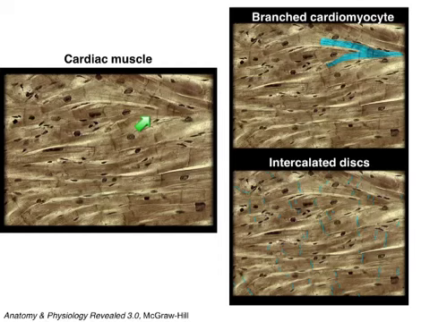Probably the easiest way to tell the difference between the two is the presence of these intercalated discs. They are perpendicular to the long axis of the cell, like the striations, but they're very dark. And these intercalated discs mark the boundary between neighboring cardiomyocytes.